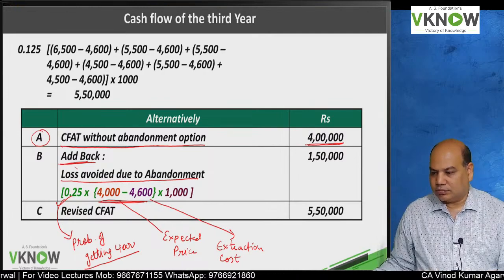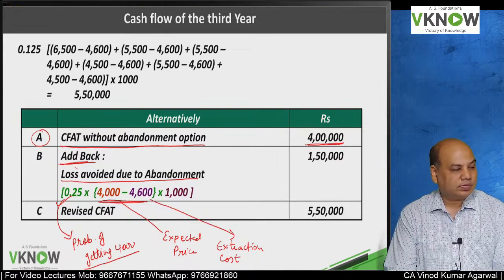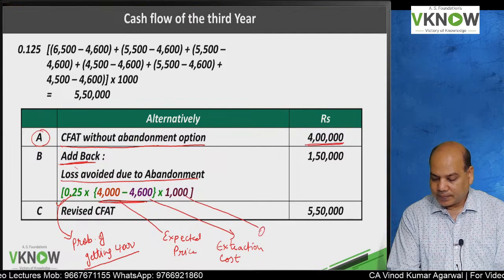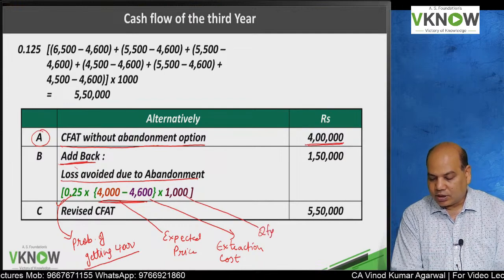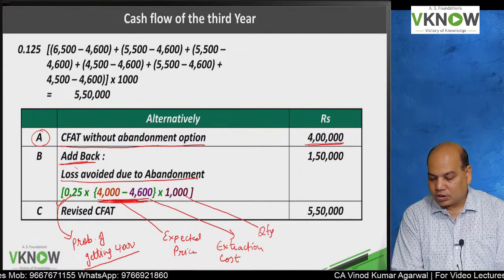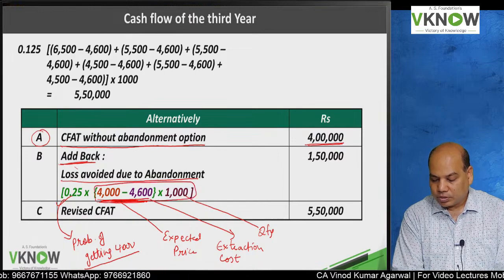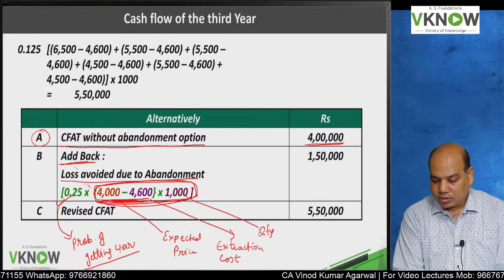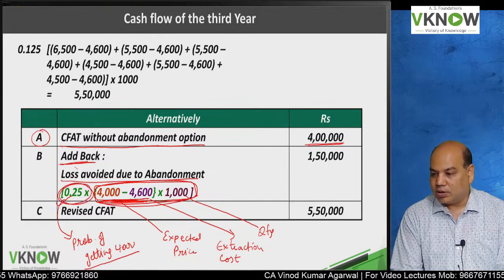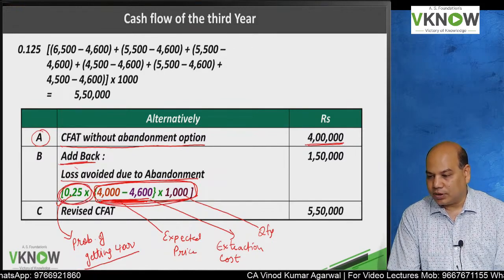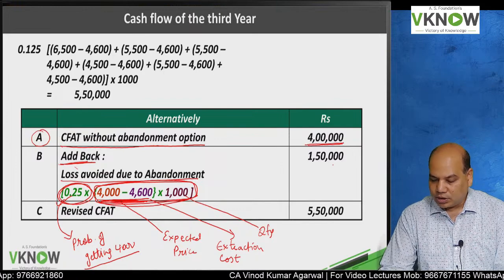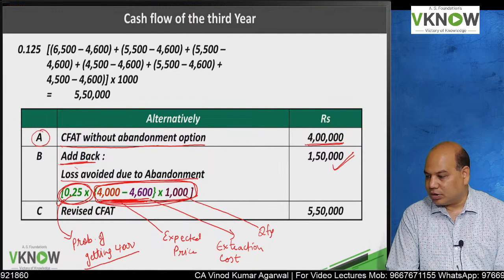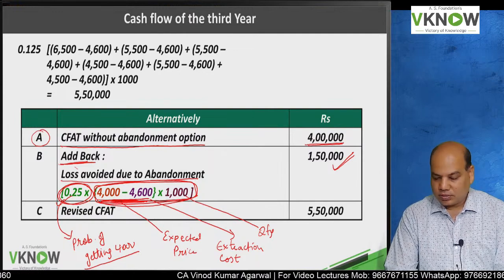Is it right now? 4,600 is the extraction cost and 1,000 is the quantity. By continuing, this was your loss which you have avoided, and you have to also multiply by the probability 0.25. So are you getting 1,50,000? Yes.